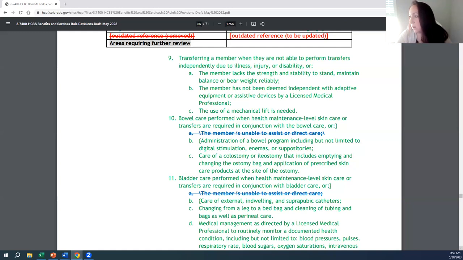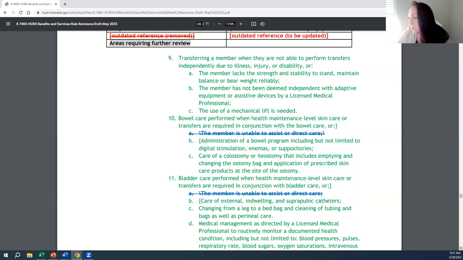10, bowel care performed with health maintenance level skin care, or transfers are required in conjunction with the bowel care, or A, the member is unable to assist or direct care has been removed. B, administration of bowel program, including but not limited to digital stimulation, enemas, or suppositories. C, care of a colostomy or ileostomy that includes emptying and changing the ostomy bag and application of prescribed skin care products at the site of the ostomy.